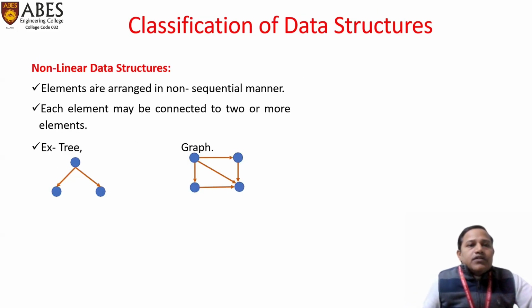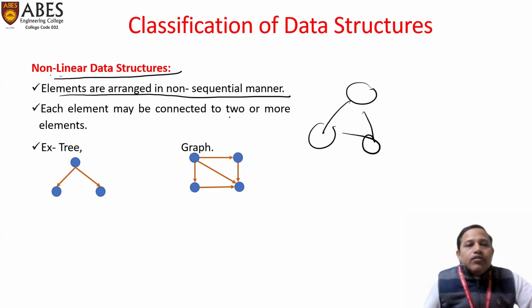Now we will discuss the non-linear data structure. Basically, there are two non-linear data structures: one is the tree, another is the graph. The elements are in a non-sequential manner, meaning the elements are stored in hierarchical levels. Each element may be connected to two or more elements, like the tree, and this is the graph.